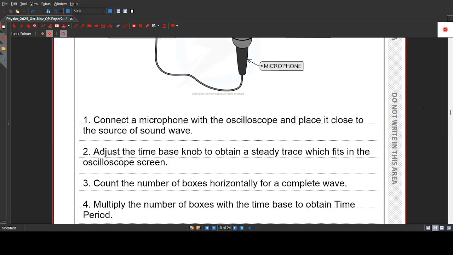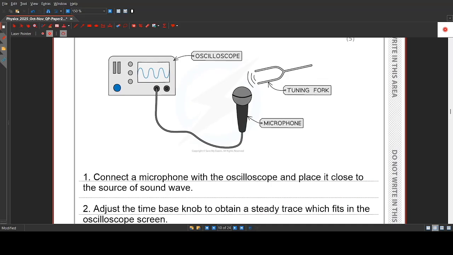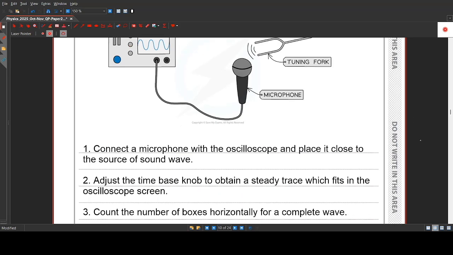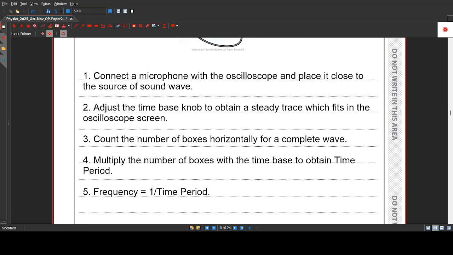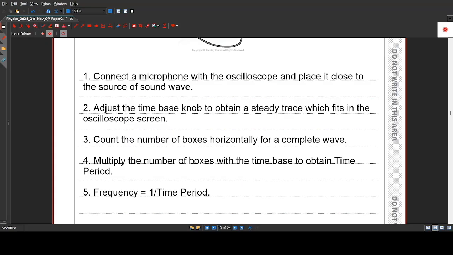Now, the time base value, which we would be obtaining from the time base knob, represents the time for one entire division. So if you know the number of divisions that completely fits an entire wave, you can multiply it with the time base to find the time period of that particular wave. Once you determine the time period, now you can easily calculate the frequency using the formula frequency is equals to 1 over time period. Alright, I hope you have understood this question.